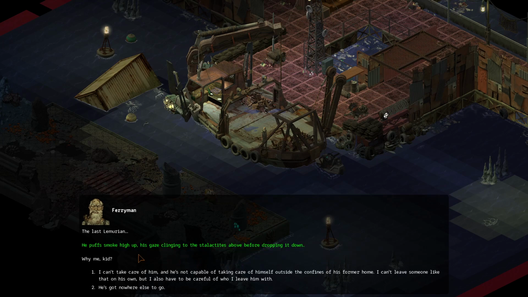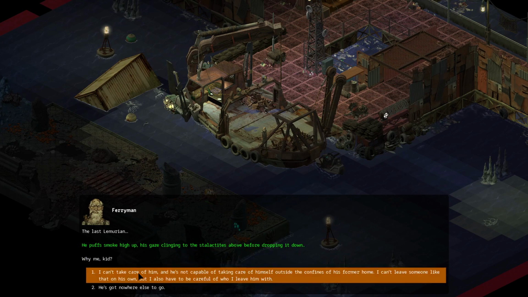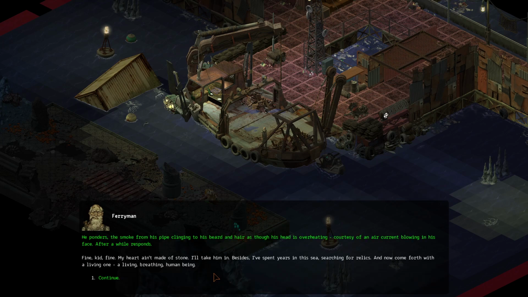The last Lemurian. He puffed smoke high up, his gaze clinging to the stalactites above before dropping it down. Why me, kid? I can't take care of him. He's not capable of taking care of himself outside the confines of his former home. I can't leave someone like that on his own. But I also have to be careful who I leave him with. He ponders, the smoke from his pipe clinging to his beard and hair as though his head is overheating, courtesy of an air current blowing in his face.